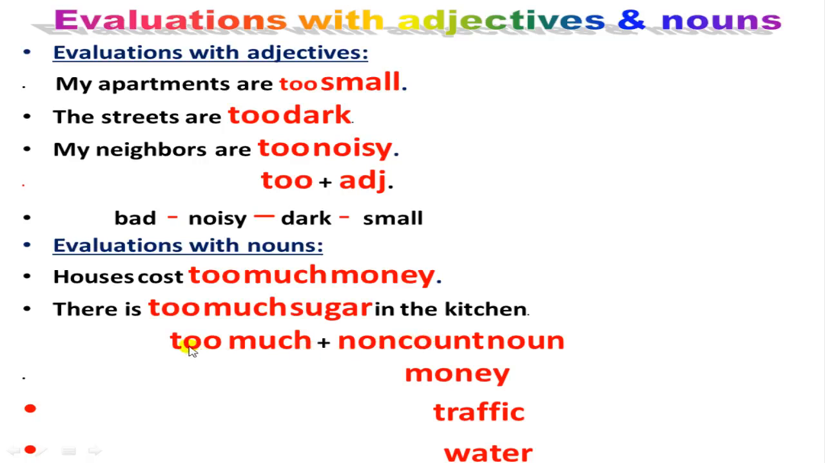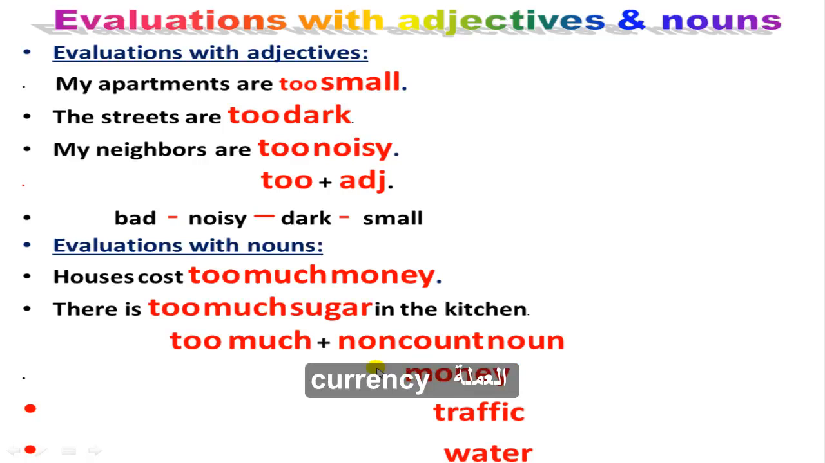After the words too much comes an uncountable noun. For example, too much money, too much traffic, too much water, too much oil. But money, we count money. One pound, two pounds, three pounds. Yes, we count pounds. We count dollars. We count sterling pounds. We count euros. We count currency.